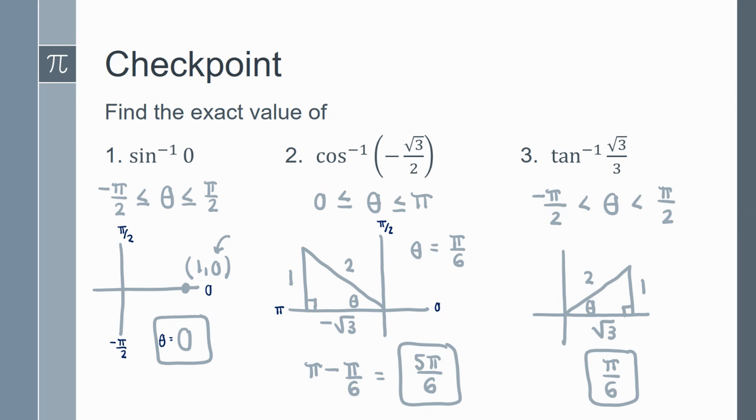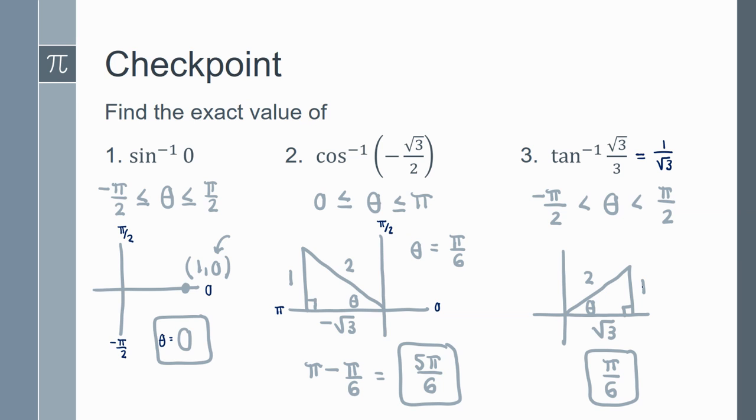Okay, so then with tangent, remember, you're either going from negative pi over 2 to positive pi over 2, but it's not actually including those numbers. So because we're dealing with a positive ratio, you're in the first quadrant. Technically, this square root of 3 over 3 had been rationalized. It was really 1 over the square root of 3.